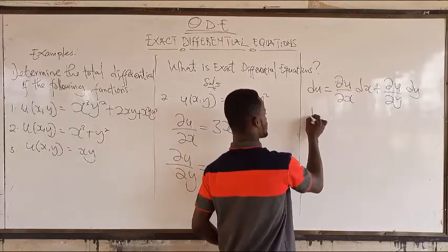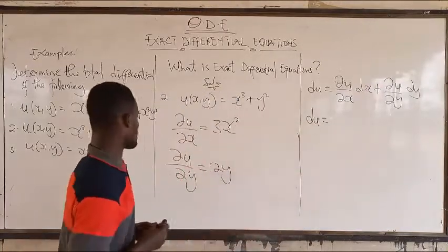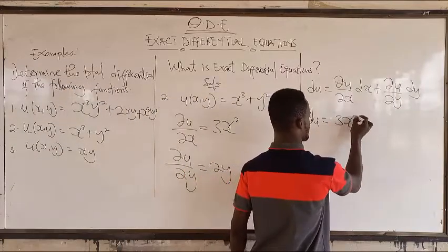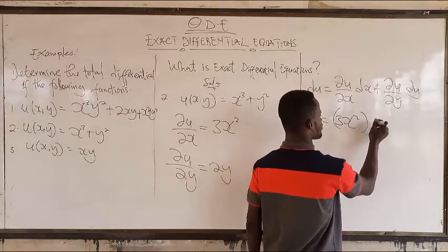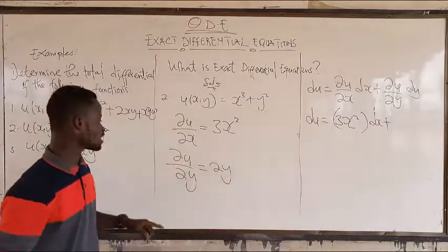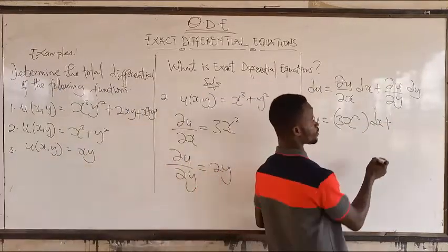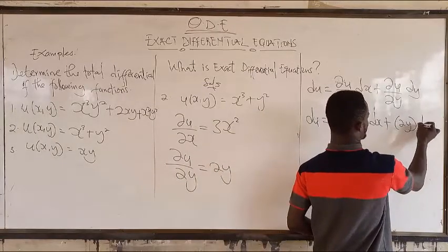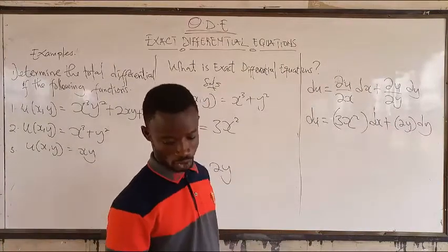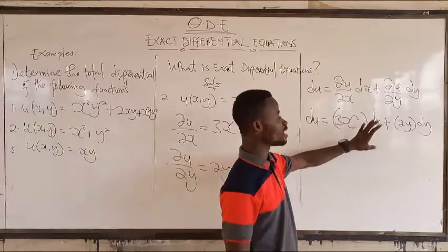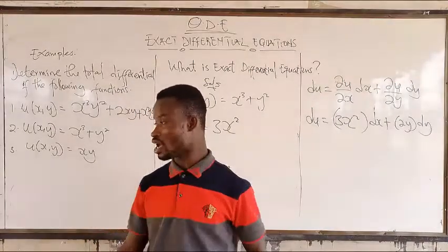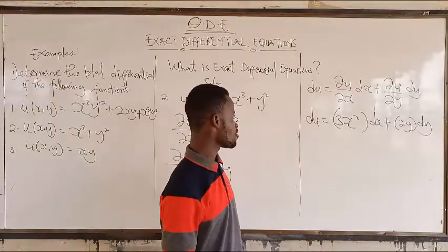So here we get du to be equal to, what is partial derivative of u with respect to x? It is 3x squared. Put it inside of the brackets and bring dx here. What is partial derivative of u with respect to y? 2y. Very good. You see how nicely it's done? Very good. So this is the total derivative of the function that we have there. So that's the final answer for question 2.